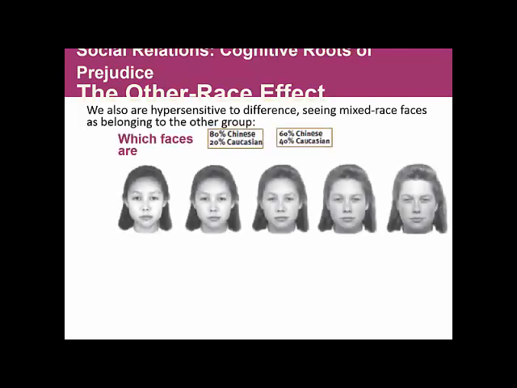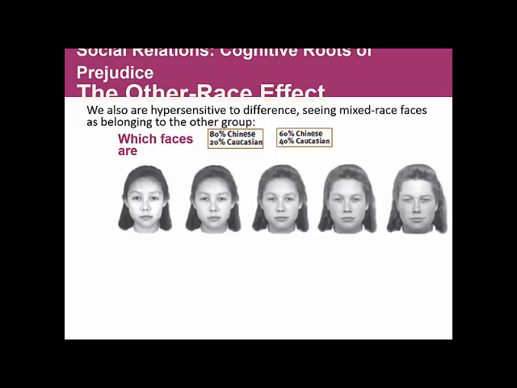So what is the other race effect? We are very hypersensitive to differences, such as seeing mixed race faces as belonging to an other group. So which faces in this picture here are 80% Chinese and 20% Caucasian, and 60% Chinese and 40% Caucasian?